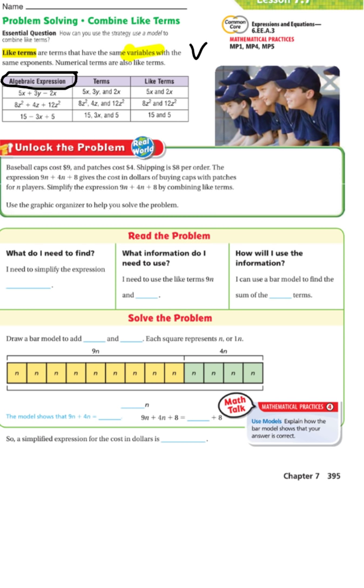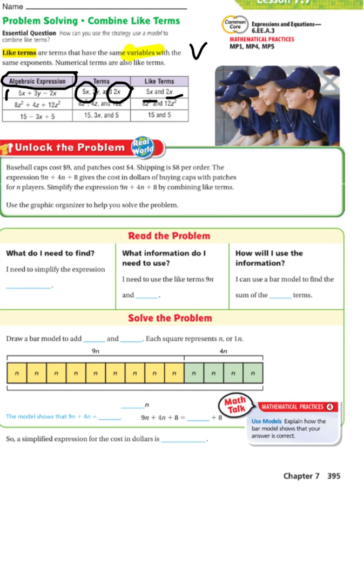The terms within the first algebraic expression, 5x plus 3y minus 2x, are 5x, 3y, and 2x. Because 5x and 2x both end in the variable x, these two can be combined into one term. So we would take 5x and 2x and put those together in this lesson. So let's look at unlocking the problem.